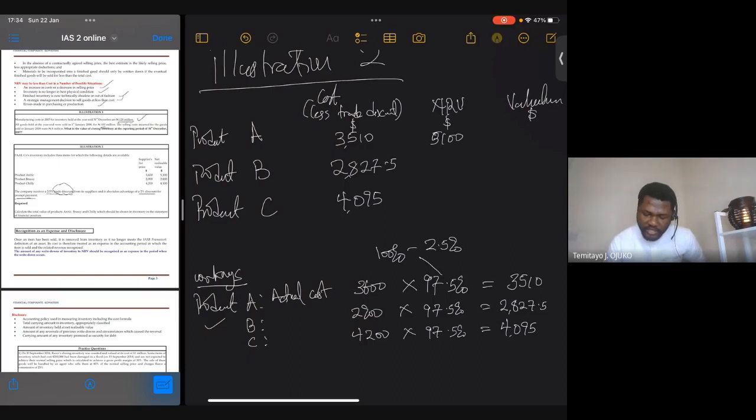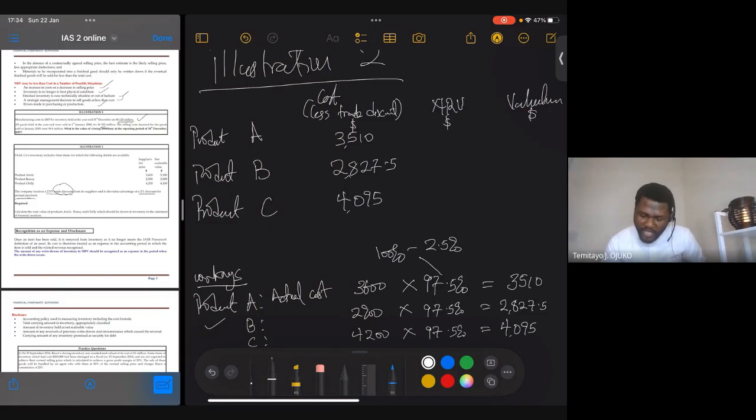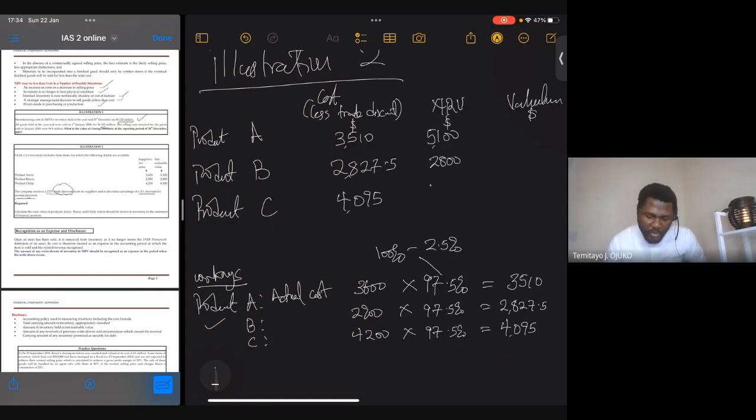5,100. Sorry, my handwriting is not very good. Yeah. We have 5,100. We have 2,800. We have 4,100. Now we have to do what? The principle is the lower of these two on an individual basis.